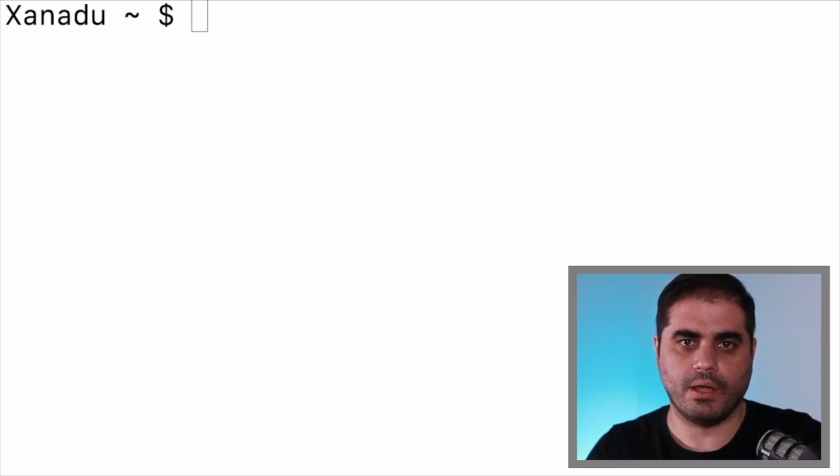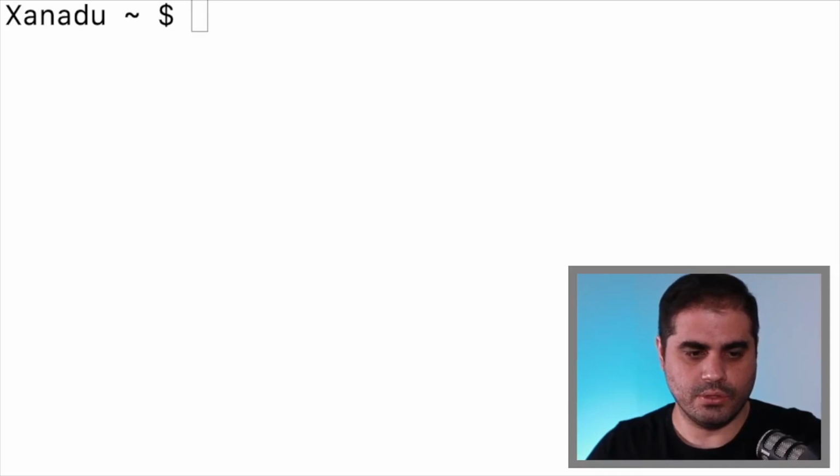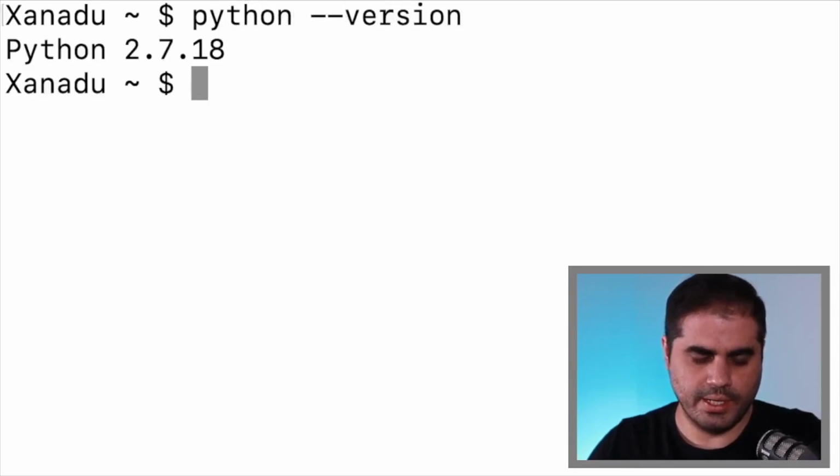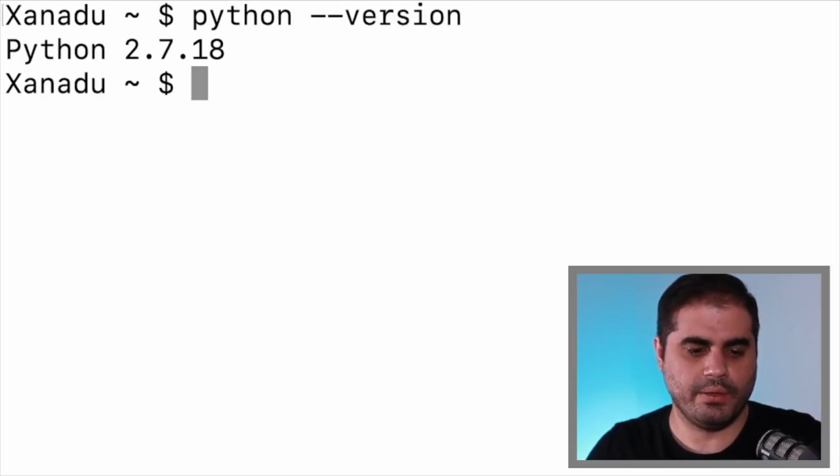PennyLane is a Python library, and it needs a version of Python of 3.7 or above in order for it to work. So how do we verify that we have an updated version of Python? One way is to go to the terminal and write python --version, press enter, and this will tell us the version of Python that is installed on our computer. In our case, we have 2.7.18, which is really outdated, so we need an upgrade.